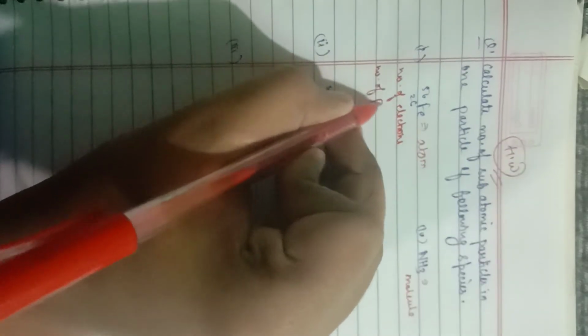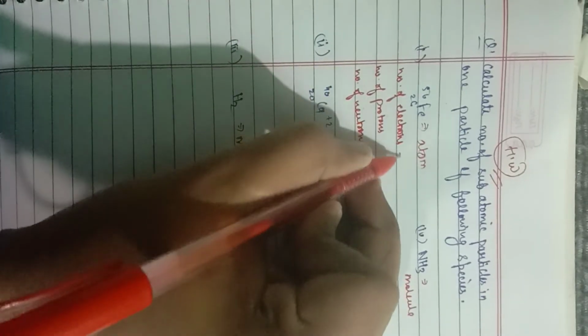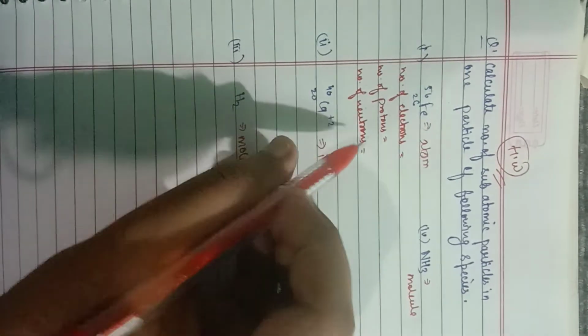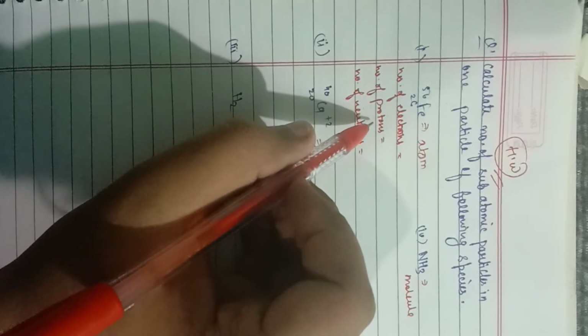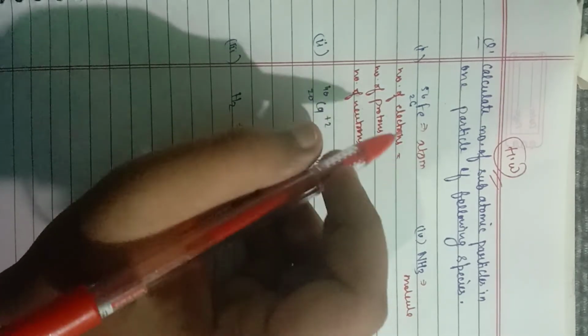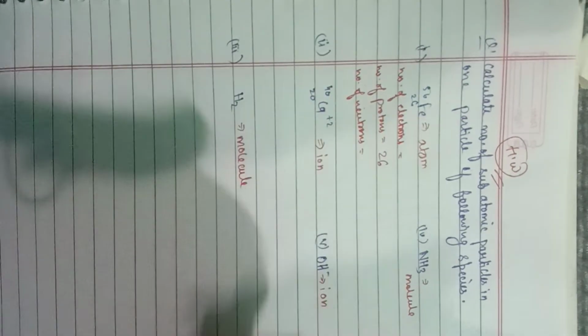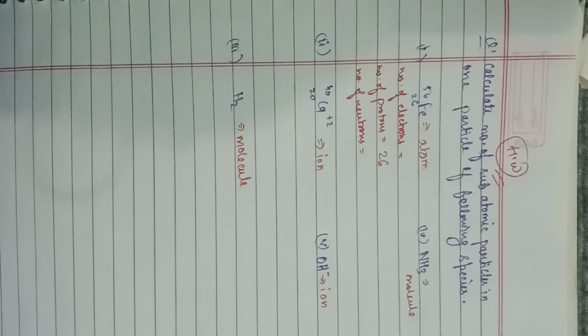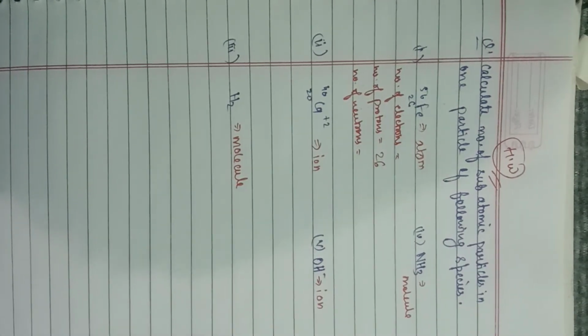Number of protons, number of neutrons. First of all, the number of protons is the atomic number of each atom present. The atom is only one here and its atomic number is 26, so the proton count will also be 26. Number of electrons is protons minus charge, charge with sign.